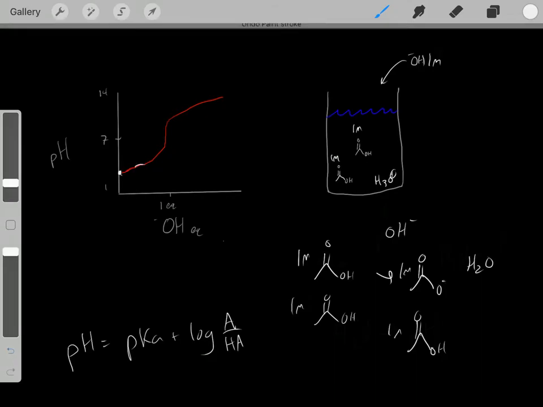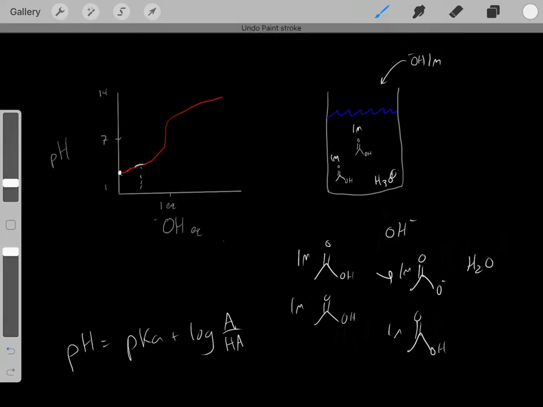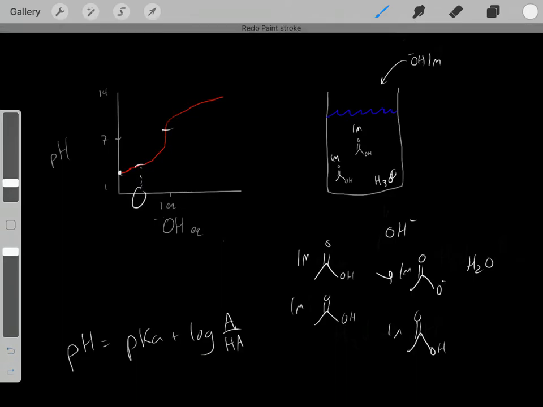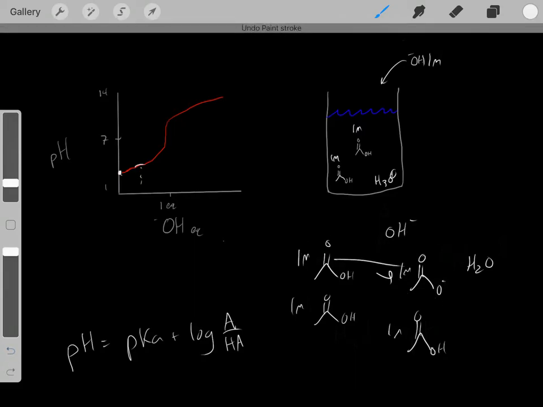But this point of the graph, when we've added half equivalents, is really important, and that's just something you need to memorize on these graphs. It's when it's flat, and this is when we've added half equivalents. If we had added 1 equivalent, we would be here, but we've added half an equivalent, so we're here. And again, the solution would look like this, where we have 1 of these guys, 1 of these guys, and 1 of these guys, because we've added half equivalents, so only half of them turn into the conjugate base.